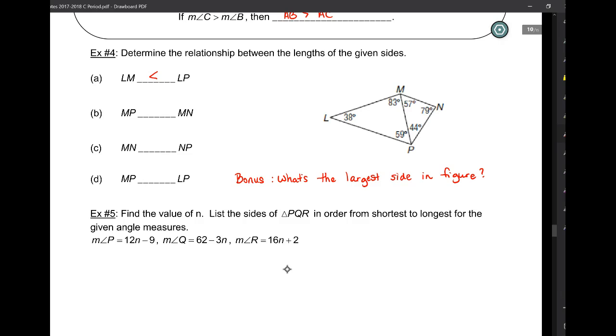Okay, so for B, do we get less than or greater than? Greater? Yep. MP is greater because we're actually comparing the 79 to the 44 that time. MN compared to NP. MN, which one is it? Less. And MP compared to LP?